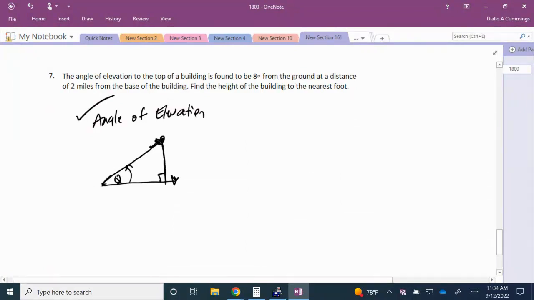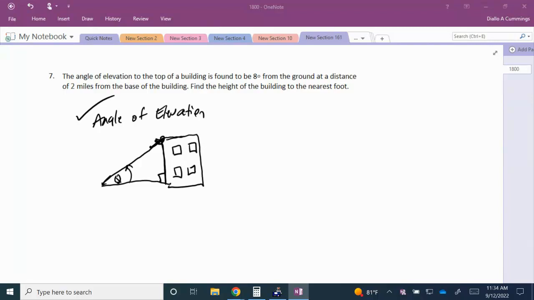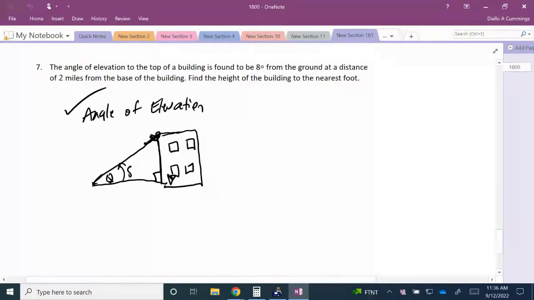I'm just drawing an imaginary right triangle. It says an angle of elevation at the top of a building. So this is our building right here. Just put a few windows on it. It's found to be 8 degrees. So we had the angle of elevation, which was 8 degrees, and from the ground at a distance of 2 miles. And we're asked to find the height of the building.